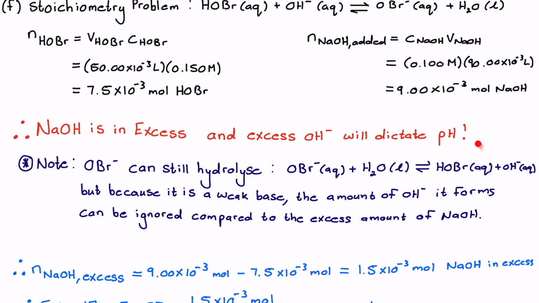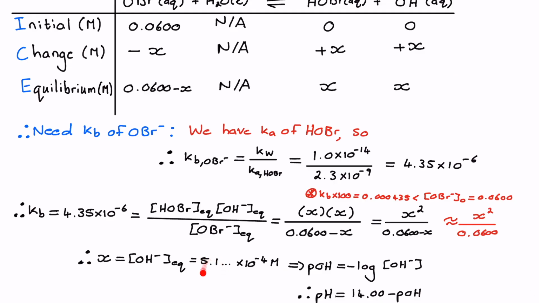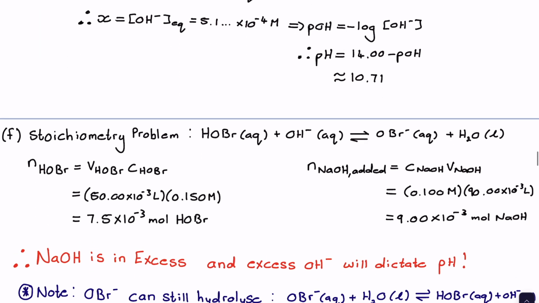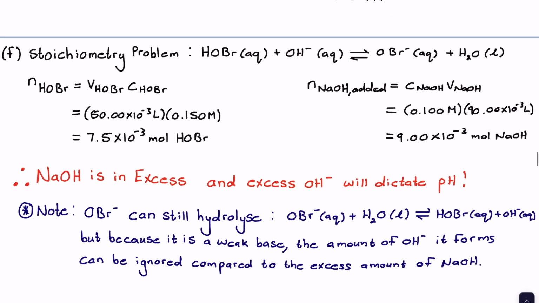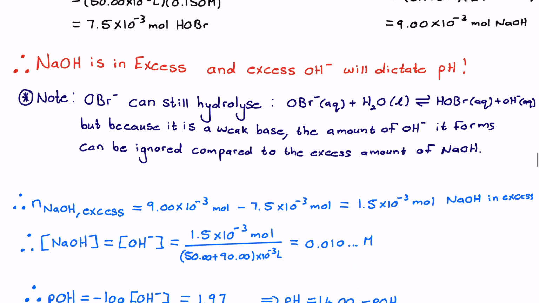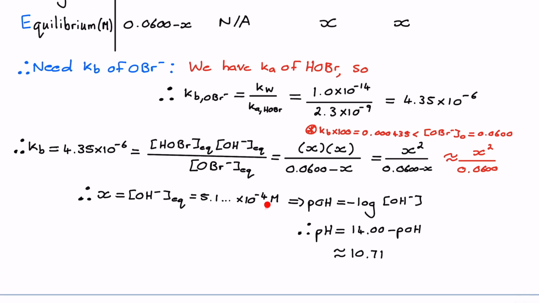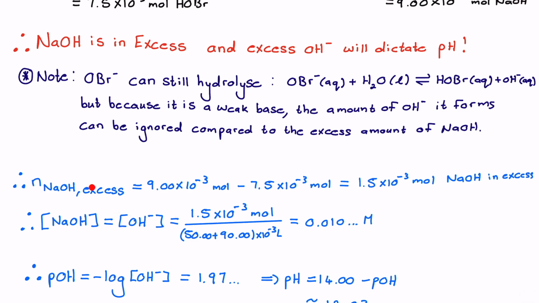So therefore the sodium hydroxide is now in excess, and that means the excess OH minus is what is going to dictate that pH. All right, so yes, your OBr minus can still hydrolyze, it can still contribute some OH minus concentration, but because it's a weak base, look at that concentration. It only contributes 5.1 times 10 to the negative 4 molar concentration to the OH minus concentration. What do you think is going to dictate or contribute more to the OH minus concentration? The 1.5 mole sodium hydroxide that you add in excess, so meaning it's the excess amount of sodium hydroxide that you add here is 0.01 molar, or the 5.1 times 10 to the negative 4 molar that this equilibrium can contribute. And the answer is, of course, no, it's the amount of excess that comes from the sodium hydroxide.